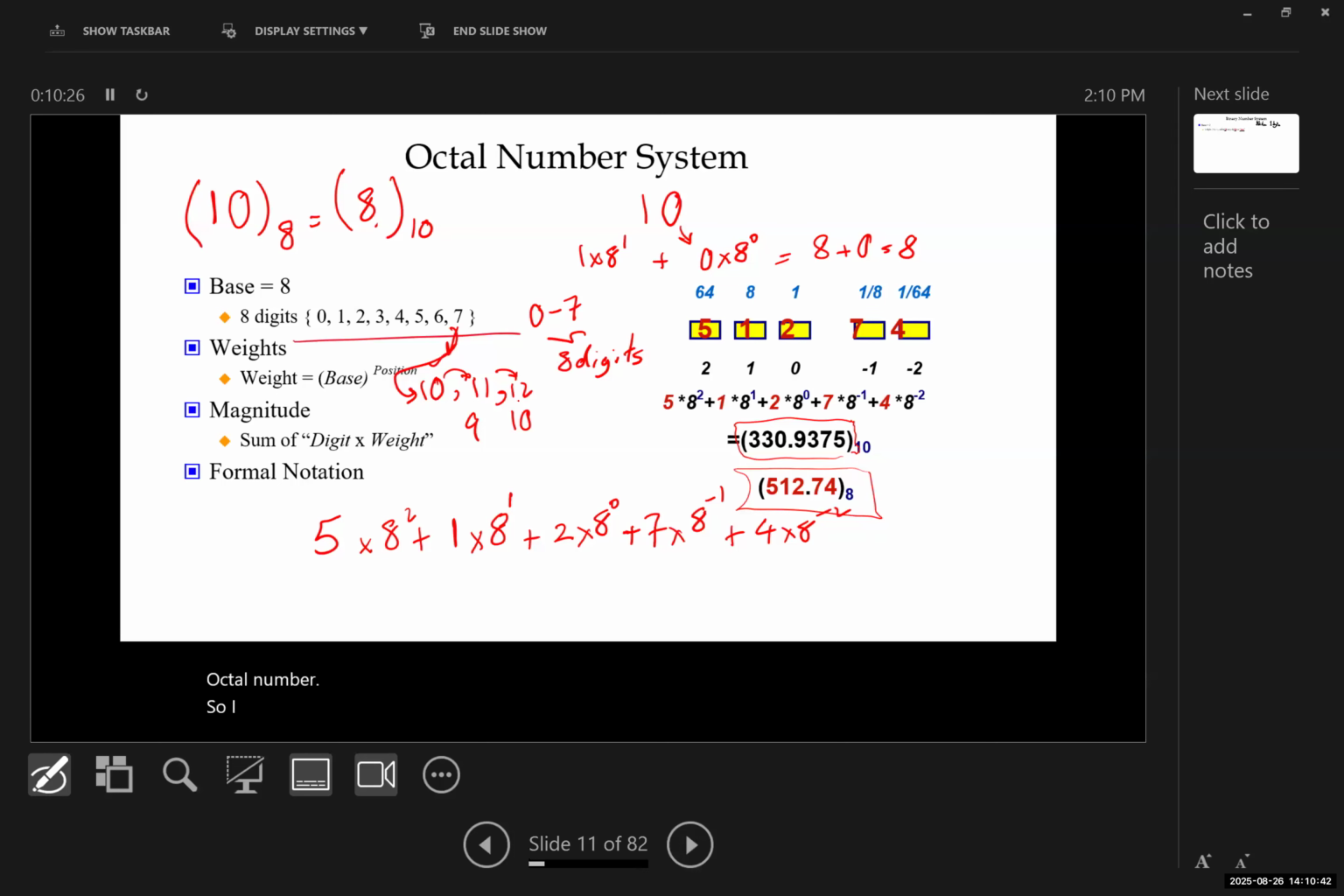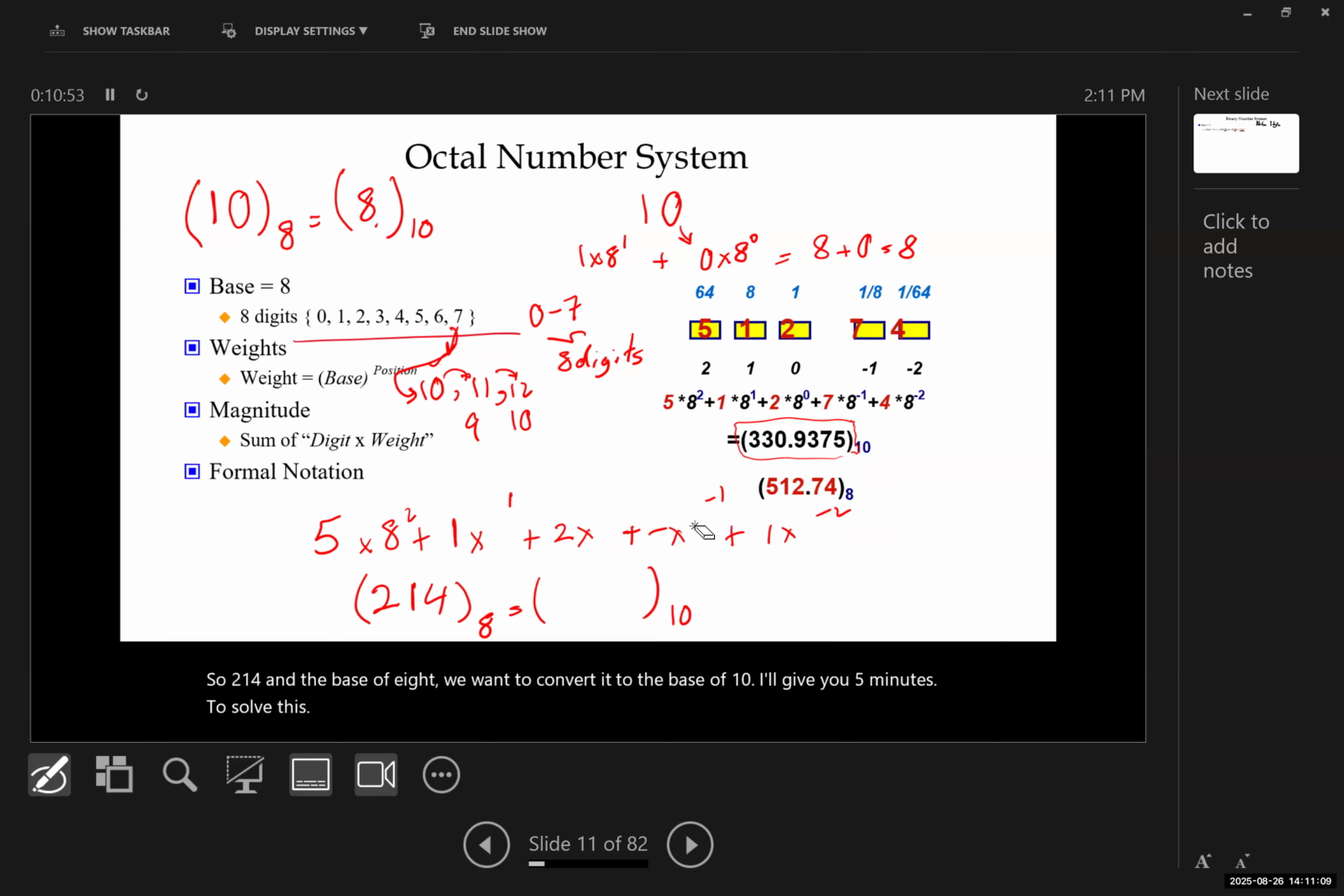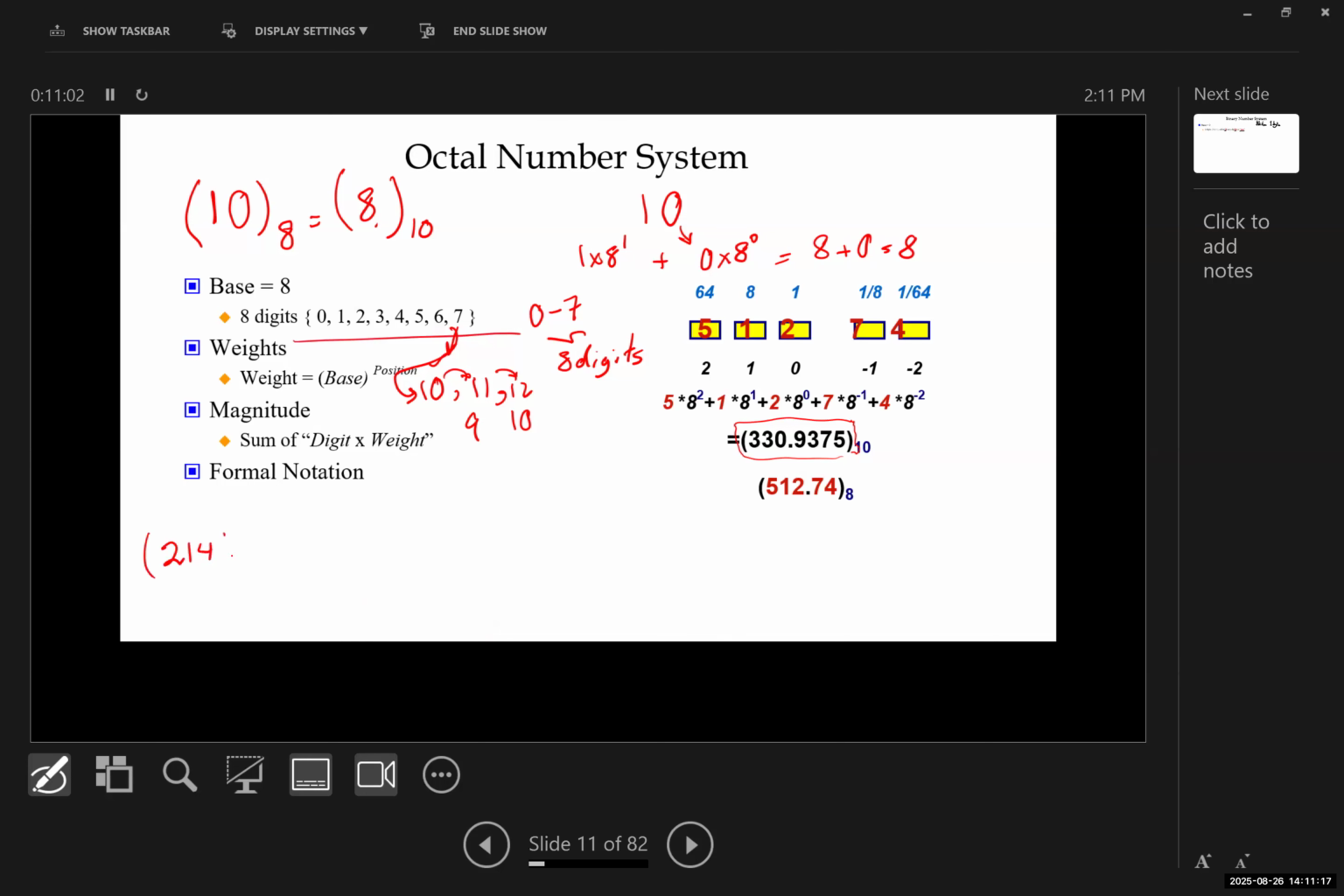Let me do one more practice and then we can wrap it up. Can you give me a 3-digit number? Anyone? So 214 in the base of 8, we want to convert it to the base of 10. I'll give you 5 minutes to solve this.